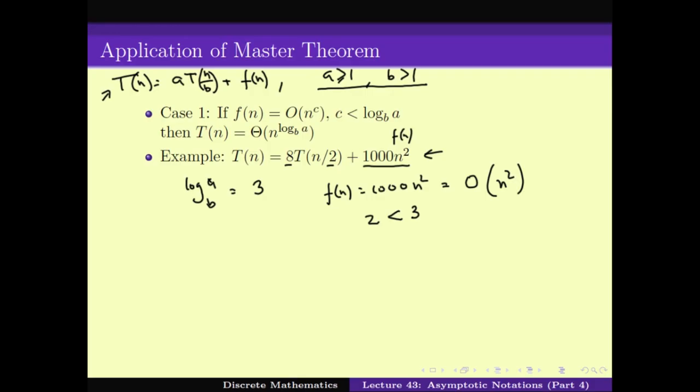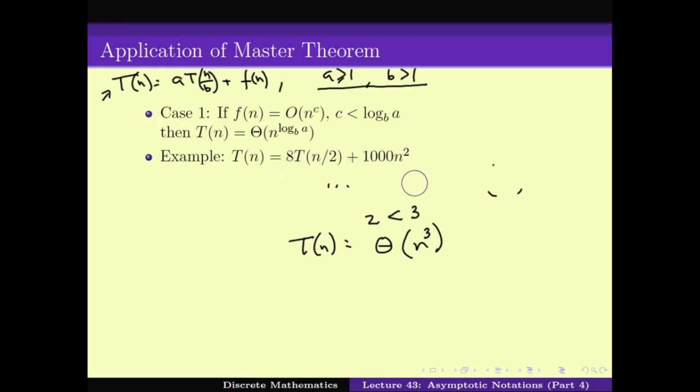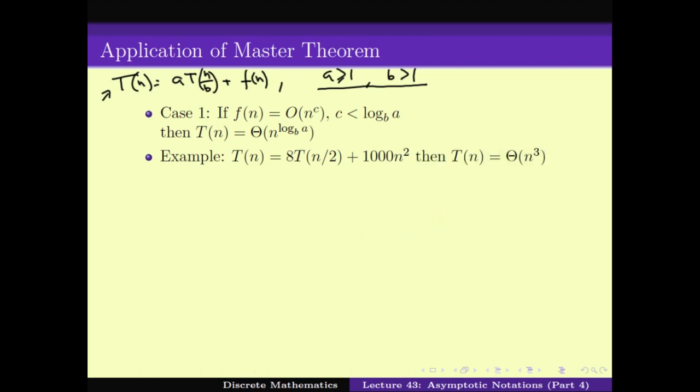So in fact case 1 fits perfectly, and in that case we can say that T(n) equals theta of n to the power log a base b, which is 3. So by applying this master theorem, we can easily get that T(n) equals theta of n cube. Now this is a theorem, so you don't really have to prove anything once you have a proof of the theorem. But it also helps us guess what the value of T(n) is. In this case, it helps us to understand it is n cube.